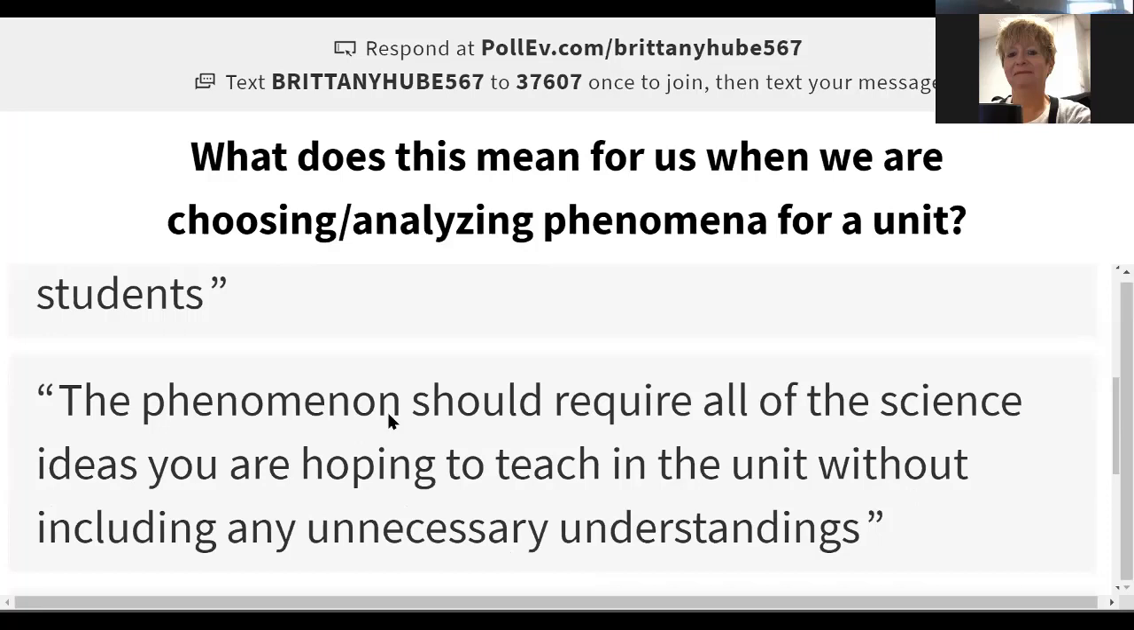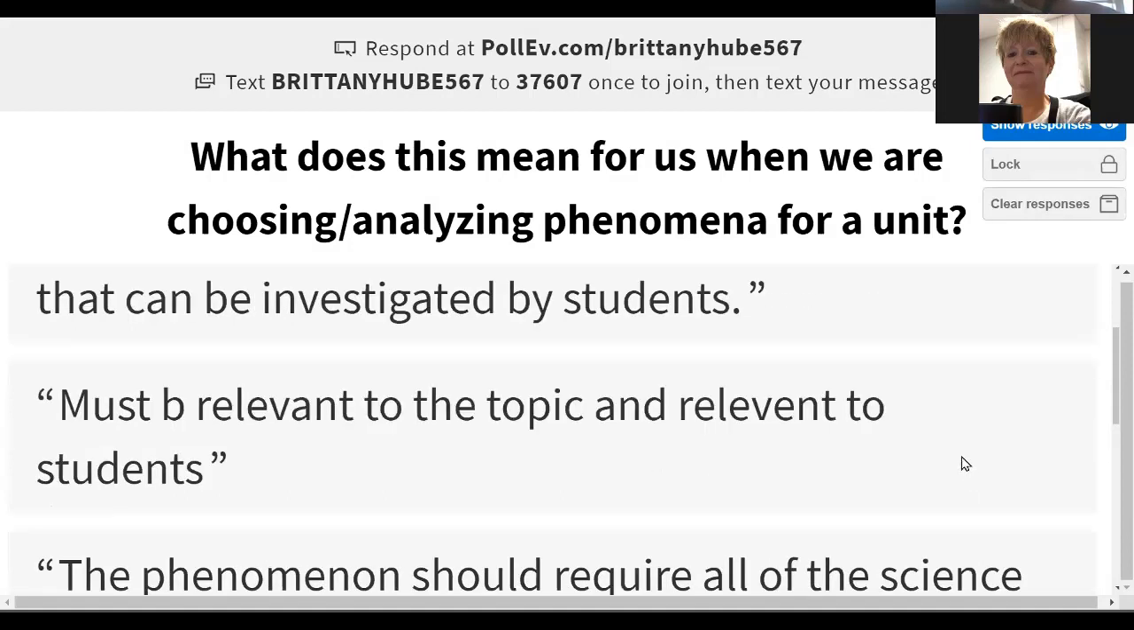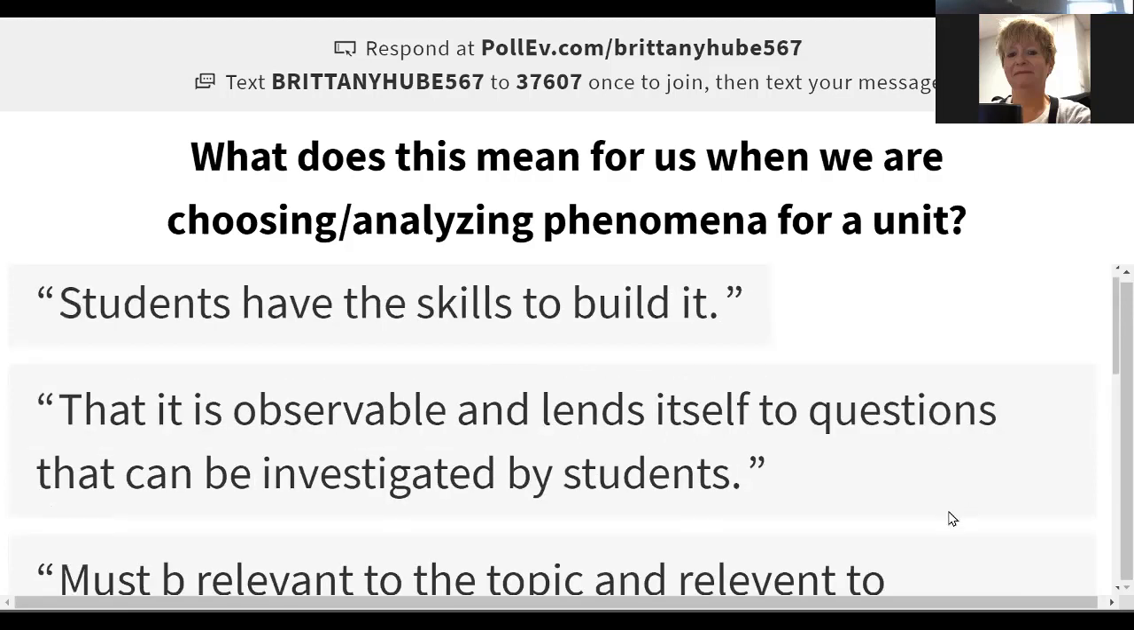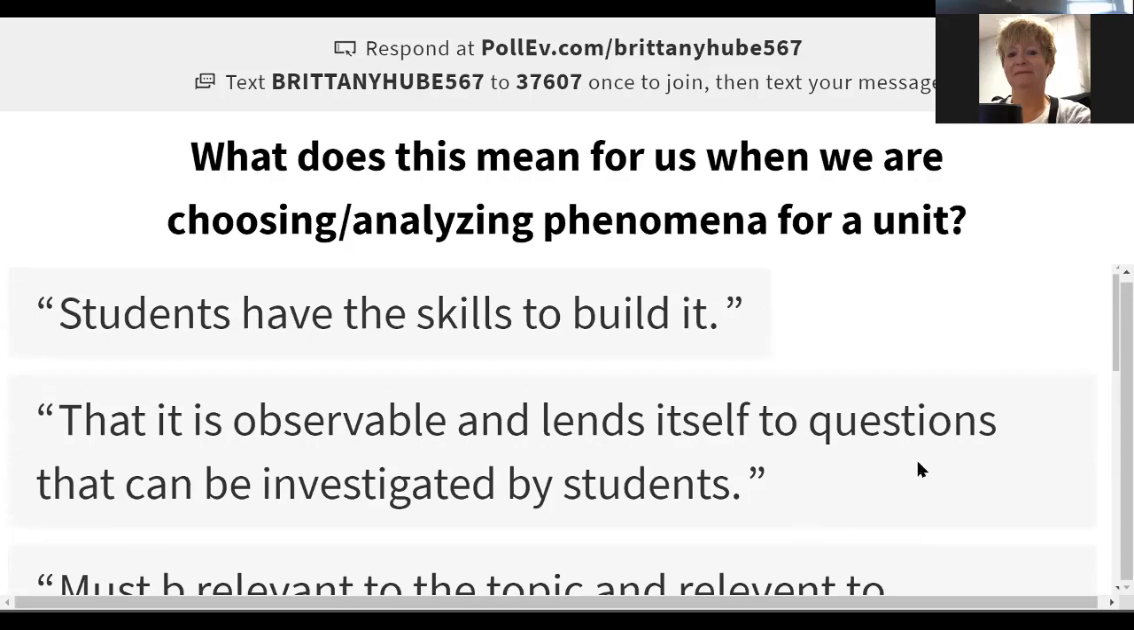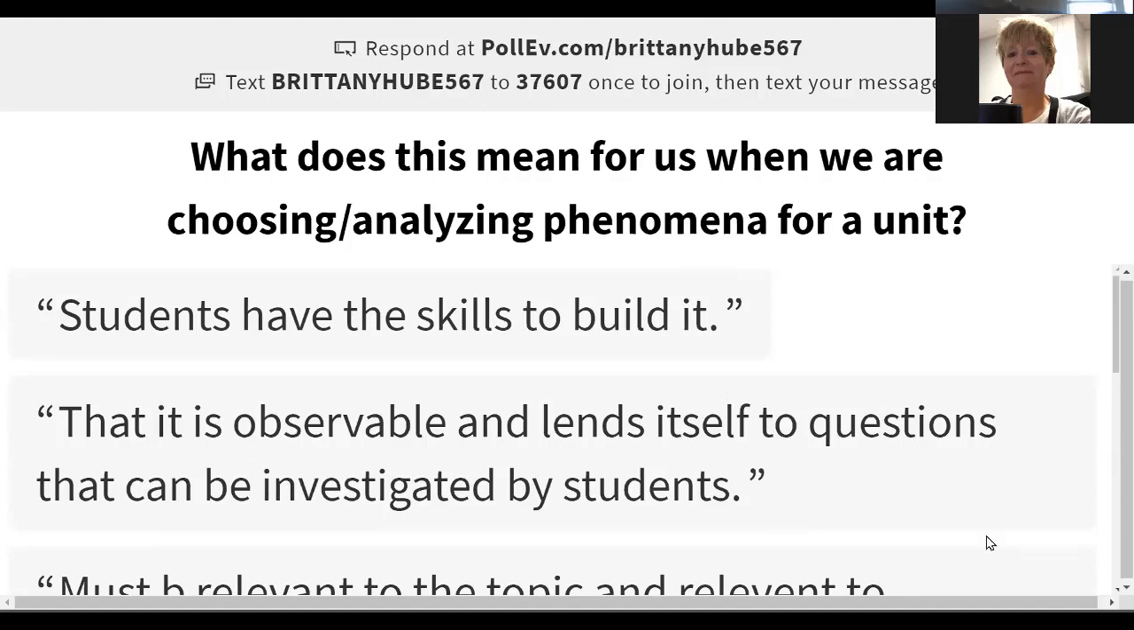Yes. The phenomenon should require all of the science ideas you're hoping to teach in the unit without including any unnecessary understandings. It must be relevant to the topic and relevant to students. Students have the skills to build it. It's observable and lends itself to questions that can be investigated by students. I love it. You guys are onto it. Perfect.